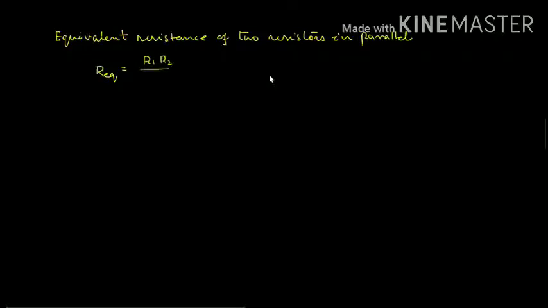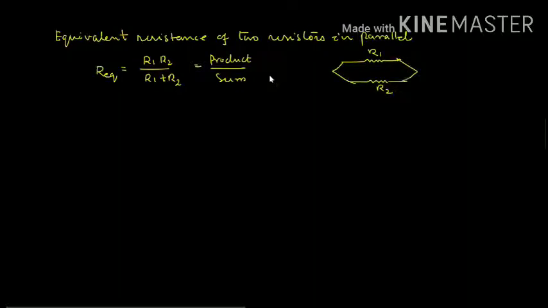Equivalent resistance of two resistors in parallel can be written like this. R equivalent is equal to R1 R2 by R1 plus R2, that is product by sum. This is the resistor of resistance R1 and this is the resistor of resistance R2.